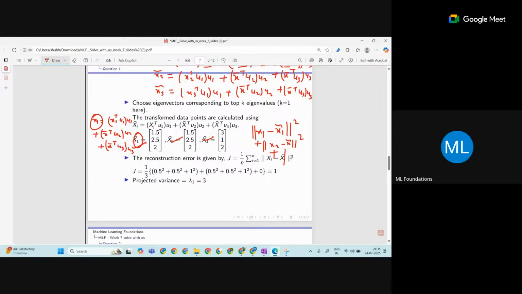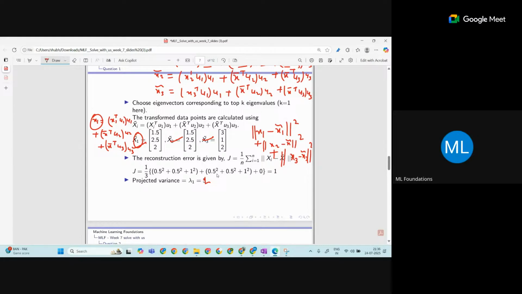And next is for the third one, original one minus reconstructed one. The norm is generally to find the distances, as all of you know. Then add them, and this is going to be the reconstruction error. Variance is what? Maximum variance is the maximum eigenvalue. So in this case, the maximum eigenvalue is 1, so the maximum variance is 1.